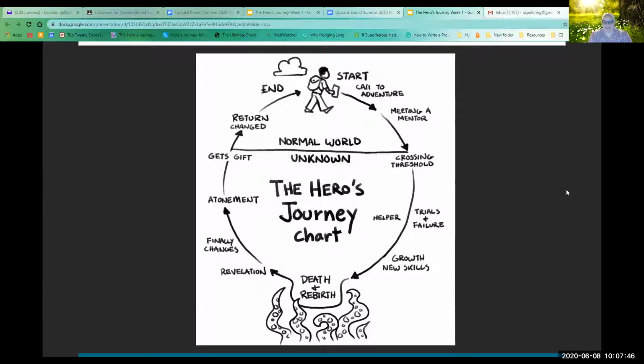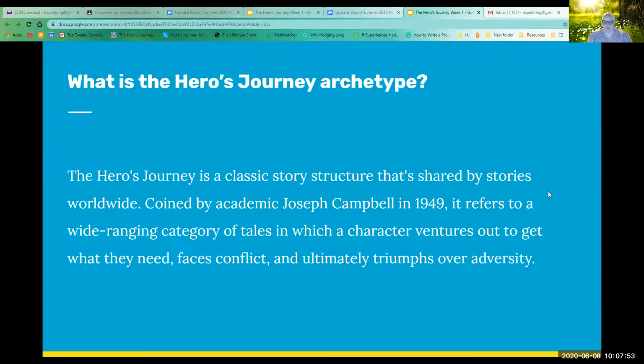All right, so you can see the different parts, the normal world, the unknown world, the many different parts of this. All right, so what is the hero's journey archetype? The hero's journey is a classic story structure that's shared by stories worldwide. So this was done unintentionally, right? So all these stories had the same structure, the same organization, and Joseph Campbell studied those and noticed that they all had a similar organization.